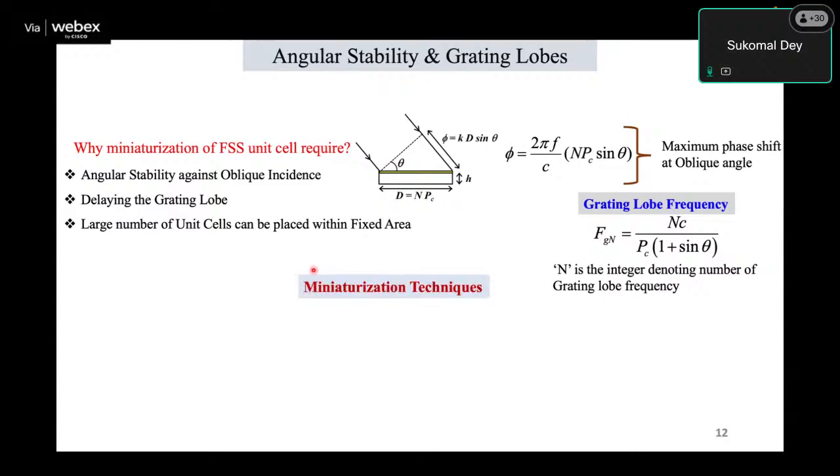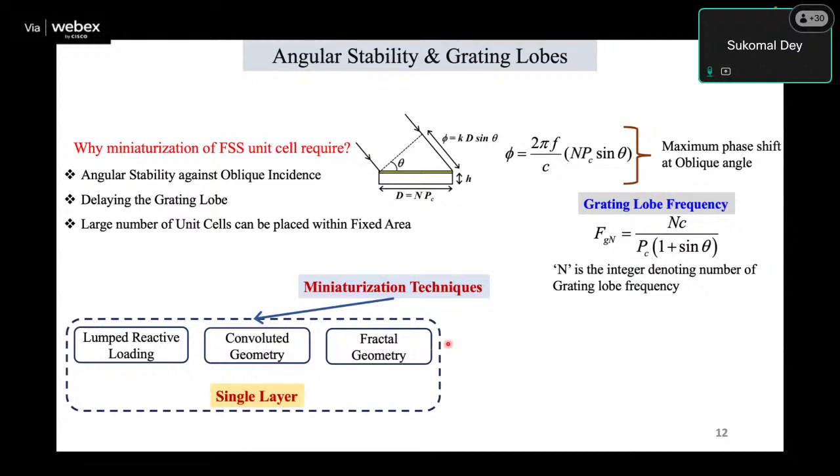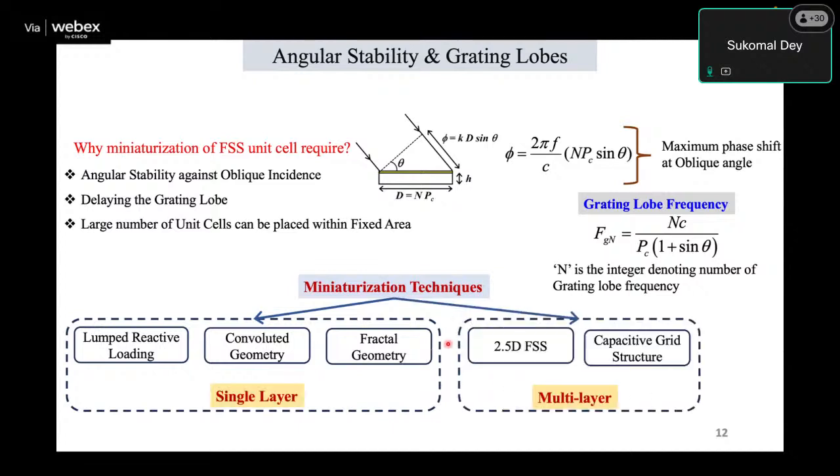And what are the techniques to overcome this grating lobe and to miniaturize the structure? You can use lumped reactive loading, you can use convoluted geometry, you can use fractal geometry on a single layer, and on multiple layers you can make the structure a 2.5D FSS, and you can use some kind of capacitive grid-based structure. Capacitive grid means what? When you have more metal on the structure. It is just complementary to the inductive grids.